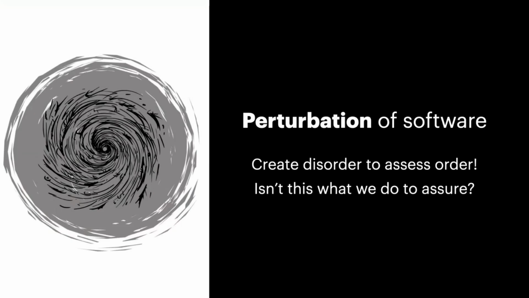Perturbation of software is primarily about creating disorder, disturbance. And why do we want to do that? Simply because it's to assess order. That's really what we are doing, probably as folks in assurance. We create a disorder to assess, in some sense, the order. And that's basically what perturbation is. So all I'm trying to do is look at various interesting things about perturbation and have an engaging discussion.